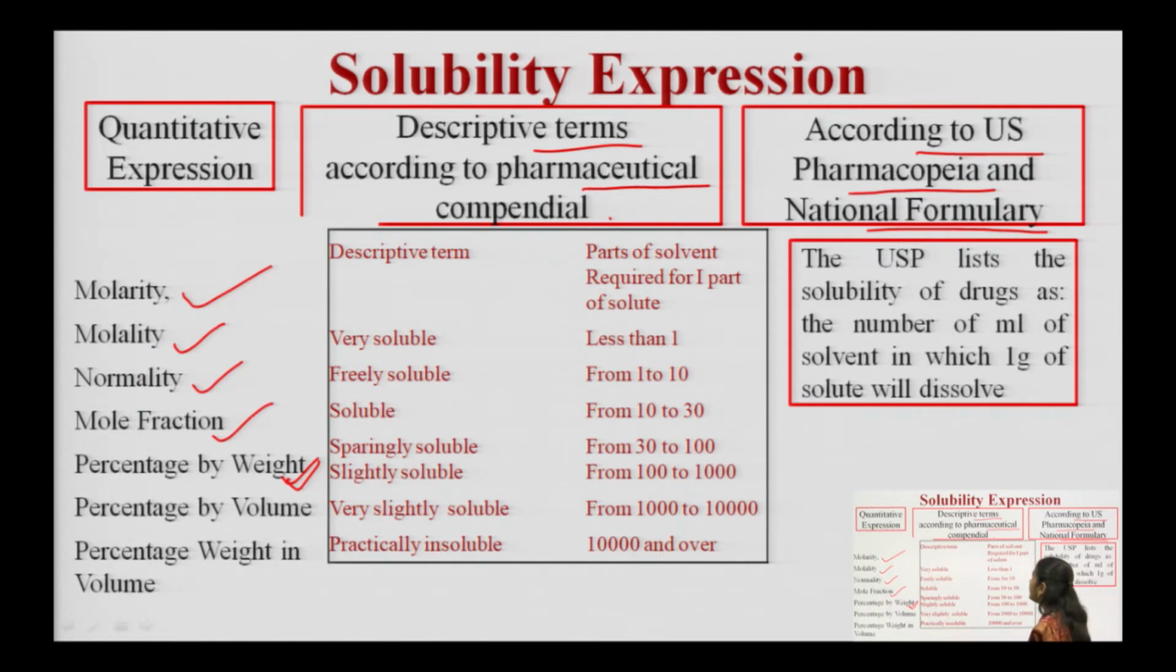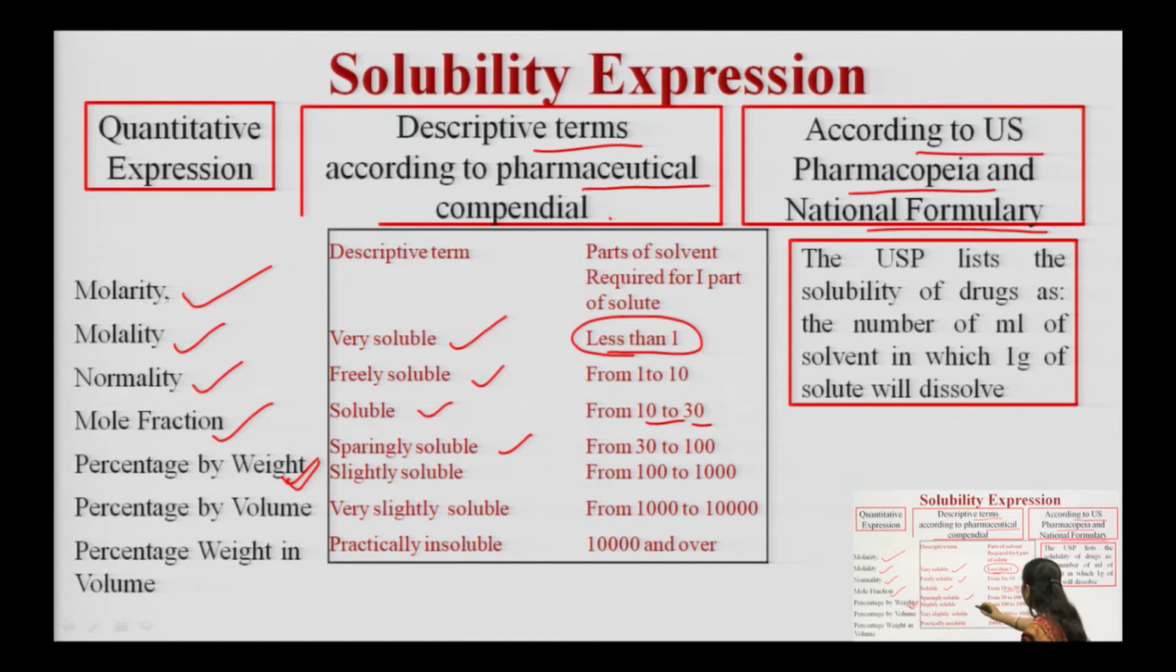Then comes the descriptive term. These descriptive terms are basically used for those drugs whose solubility is unknown. The solute is termed very soluble when it requires less than 1 part of the solvent to dissolve 1 part of the solute. The solute is called freely soluble when it requires 1 to 10 parts of the solvent to dissolve 1 part of solute. Soluble, when the solute requires 10 to 30 parts of the solvent to dissolve 1 part of solute.